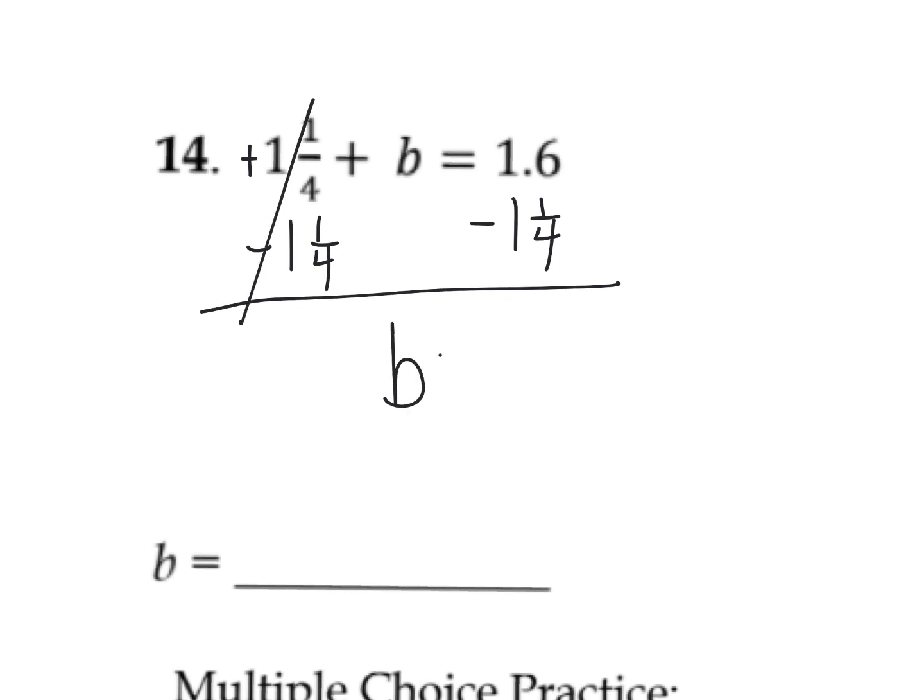So I get b equals, again, you can use your calculator for this, 1.6 minus 1 1/4. You get 0.35. Use your calculators to your advantage.